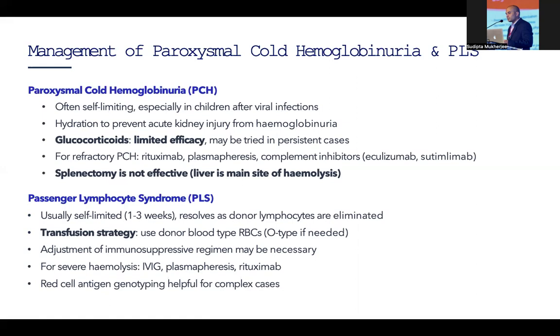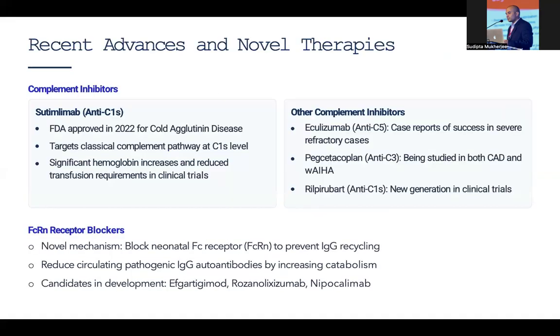For passenger lymphocyte syndrome, mostly self-limiting, 1 to 3 weeks, resolves as the donor lymphocytes are eliminated. Transfusion strategy is important. Use donor blood type RBC, O type if needed, and adjustment of the immunosuppression regimen may be needed. For severe hemolysis, again, supportive care like IVIG, plasmapheresis, and rituximab. Red cell antigen genotyping may be helpful in complex cases.